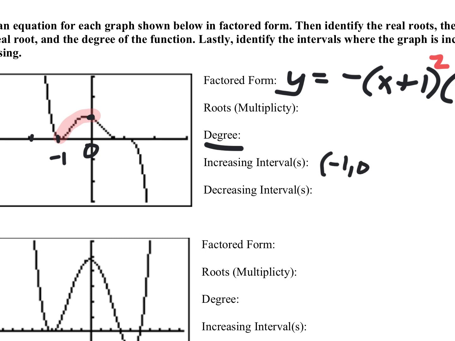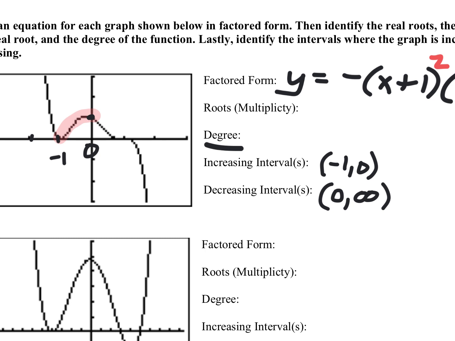If you put brackets here, I wouldn't mark it wrong, but the standard way to do it is parentheses. And how about decreasing? Well, from 0 on, it decreases. From 0 to infinity, this thing is decreasing. I know it kind of like hitches for a second right there, but we have to assume, unless that's actually a flat spot on the graph, I think it's an inflection point there, so that means it's decreasing that whole time.